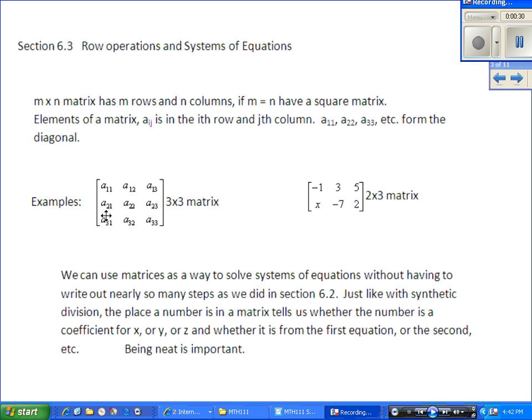And then the little subscripts here show you which element you have in the matrix. So A subscript 2, 1 is in the second row, first column. A subscript 2, 3 is in the second row, third column. It's a lot like working with an Excel spreadsheet. And we can use these matrices to solve systems of equations without having to write out nearly so many steps. And then we'll also be able to put this into our calculator and use our calculator to do the steps for us automatically, which is really cool and a great time saver.